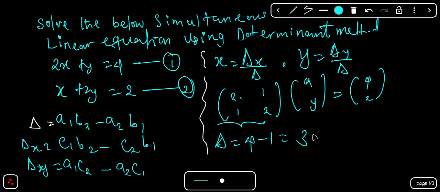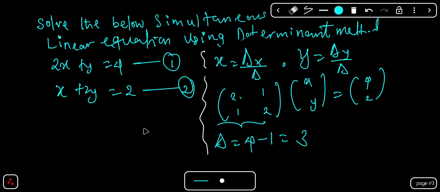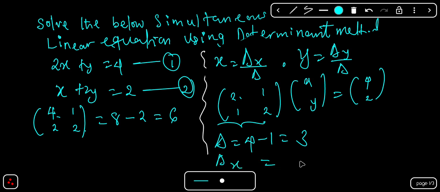Now let's find the determinant for x. You're going to rewrite the matrix, so instead of writing 2 1, we write 4 2. So we have 4 2, then 1 2. If you find the determinant, 4 multiplied by 2 gives us 8, then minus 2 multiplied by 1 gives us 2, and 8 minus 2 gives us 6. So the determinant of x is equal to 6.